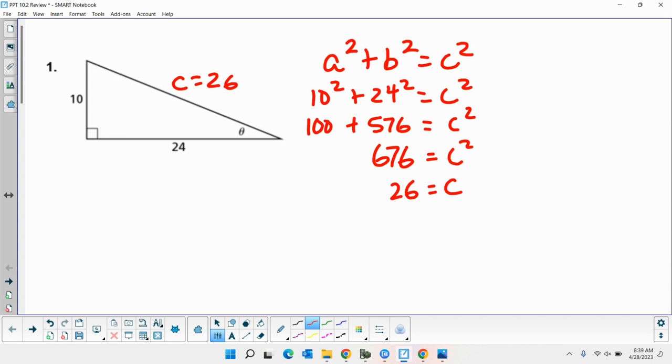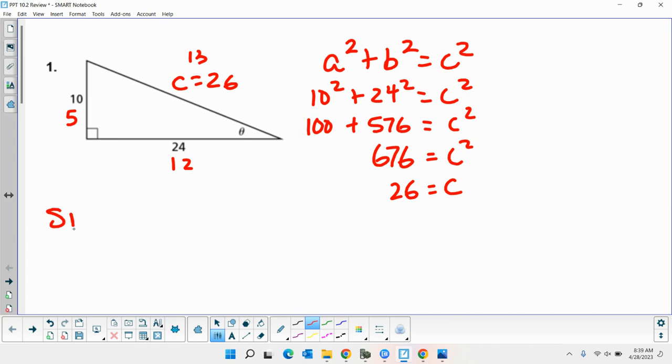But these are all even numbers, right? So I'm going to reduce them by 2 so I don't have to reduce my fractions at the end. Okay? If you don't reduce your fractions next Thursday on your quiz, you don't get full credit. So I'm going to make that a 5, this a 12, and this a 13.